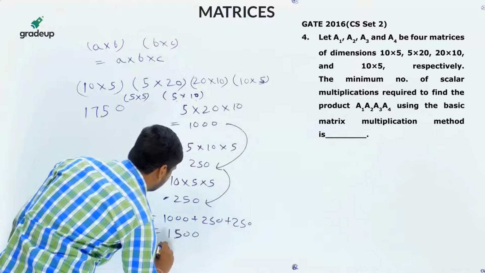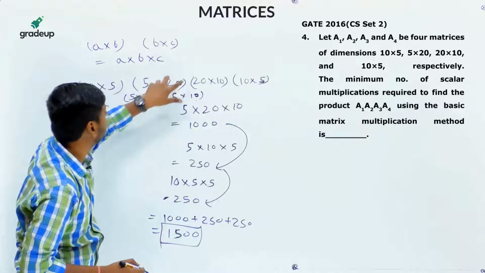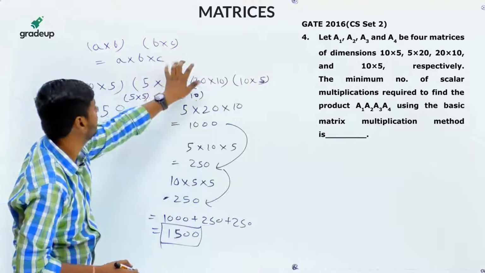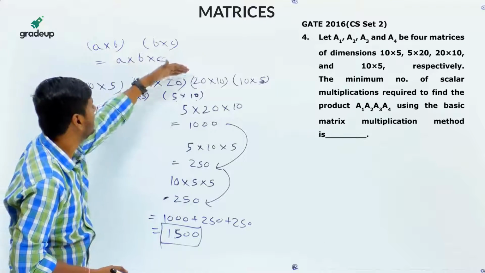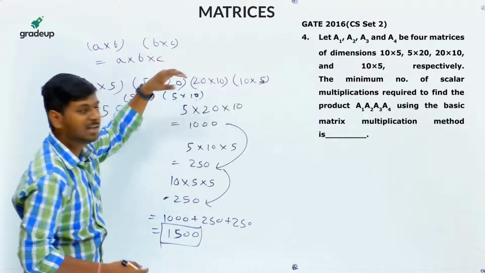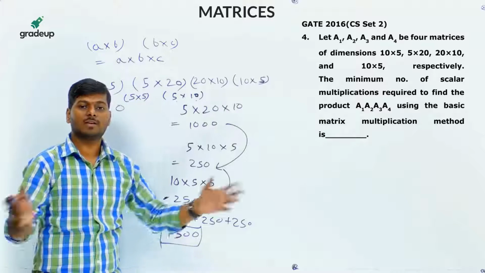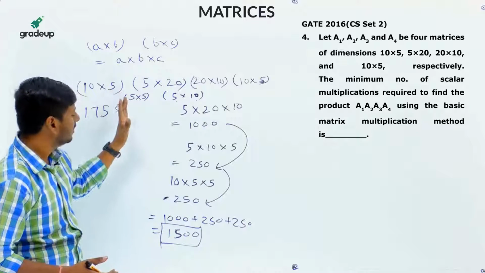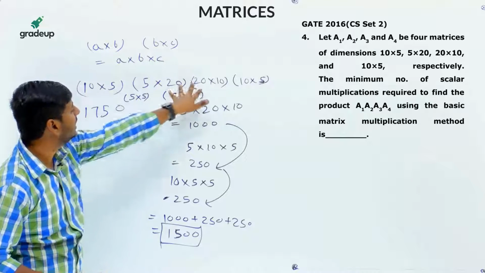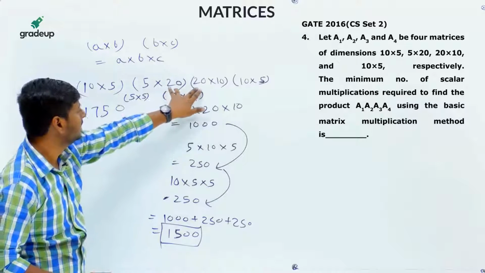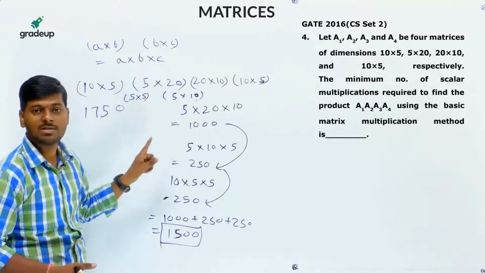So this is the answer. You see why I first took these two matrices. These two matrices are taken first because 20 is multiplied only once here. If the larger number is multiplied only once, then we get a smaller value. If a larger number is multiplied twice, then we get a very large value. So to determine the minimum number of multiplications, we have to multiply the larger B elements first. The answer to this question is 1500.